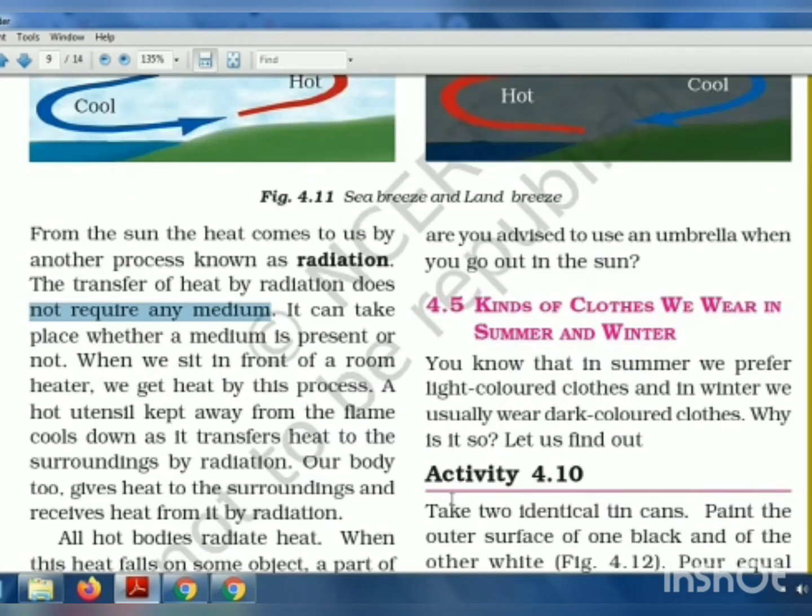So why are you advised to use an umbrella when you go out in the sun? Because when you use an umbrella, the heat is absorbed or reflected. Some is absorbed, some is reflected by the umbrella. So you will not feel that much hot in the direct sun. If you stand in the direct sun without an umbrella, the heat is more. Whereas if you hold an umbrella on top of your head, some of the heat of the sun is absorbed by the umbrella, some is reflected, and some is transmitted. So you don't feel that much heat when you're holding an umbrella above your head.